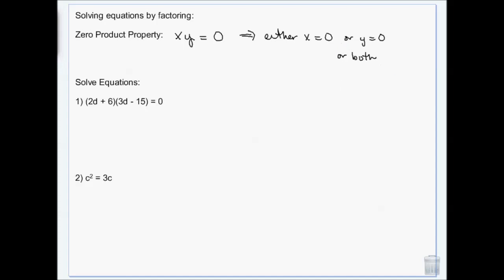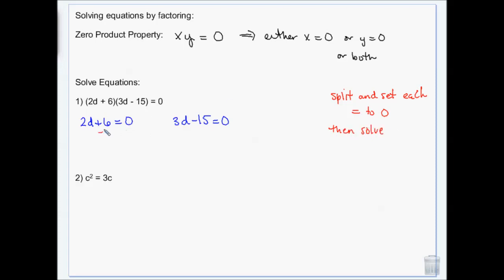I know. So if I'm already factored and I have this times this equals 0, that means 2d plus 6 equals 0 or 3d minus 15 equals 0. So you're going to split and set each equal to 0, like divide and conquer, and then solve.